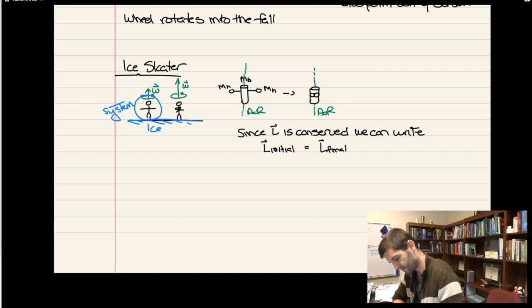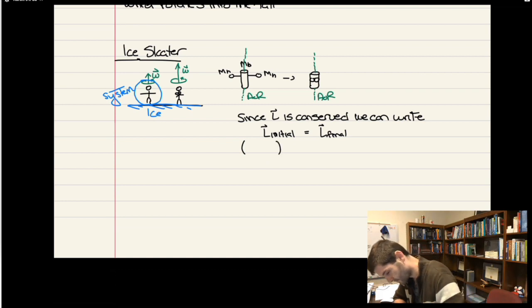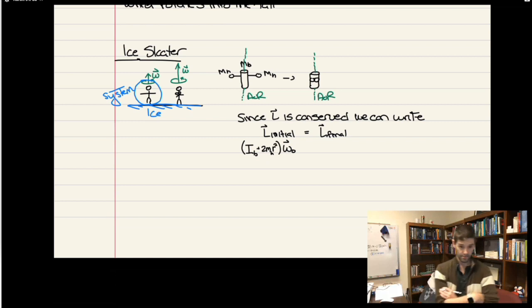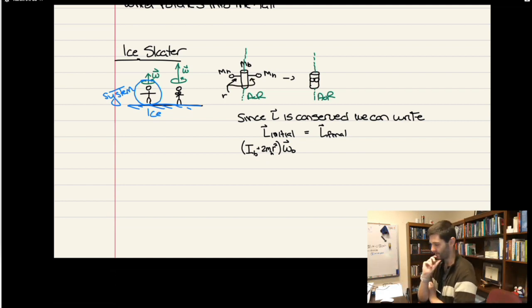So since L is conserved, we can write just like what we did before. We can say that L initial equals L final. So if I figure out the total angular momentum of the initial system, I can set that equal to the final angular momentum, the angular momentum of the final system.